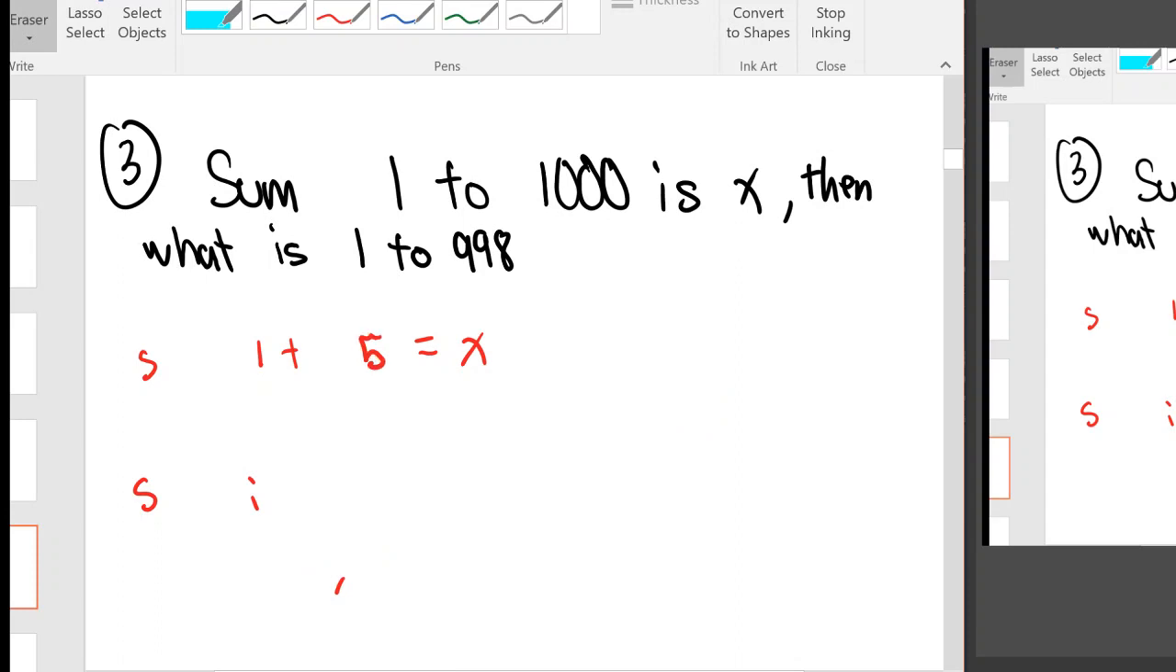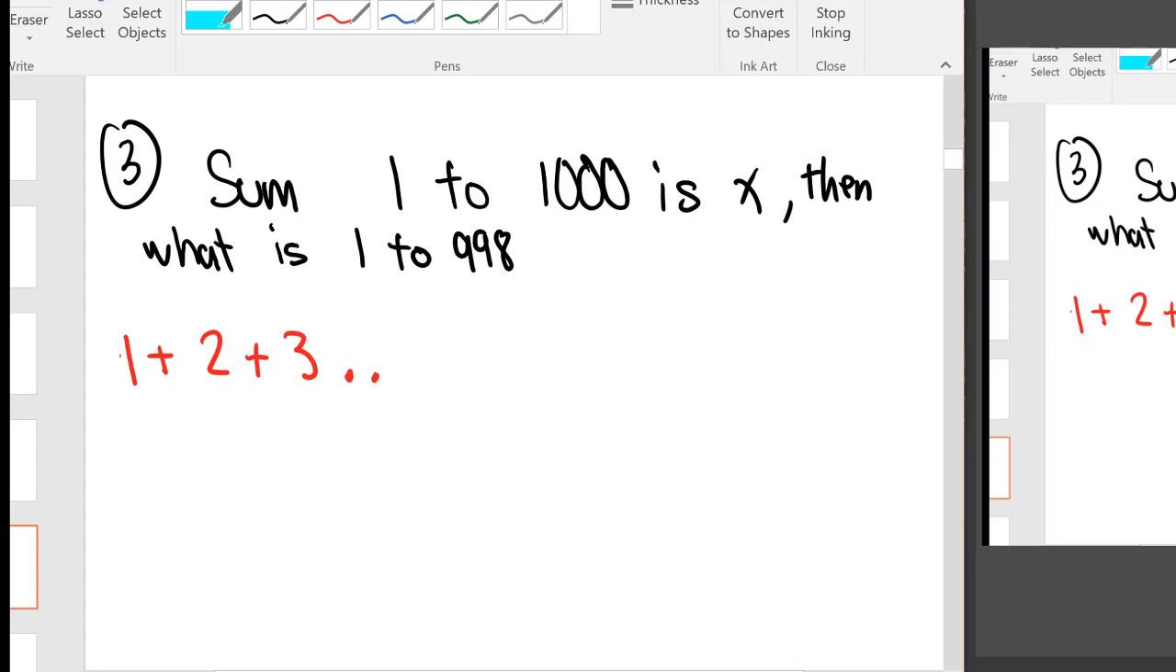All right, the sum of 1 to 1,000 is x in this case. So 1 plus 2 plus 3 dot dot dot 996 plus 997 plus 998 plus 999 plus 1,000 is equal to x.